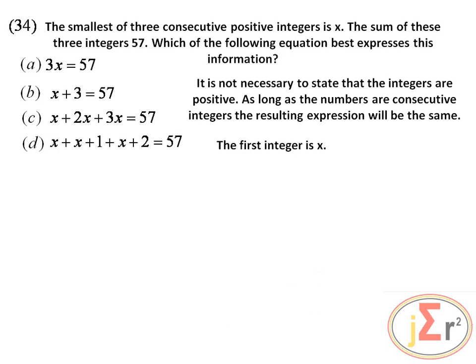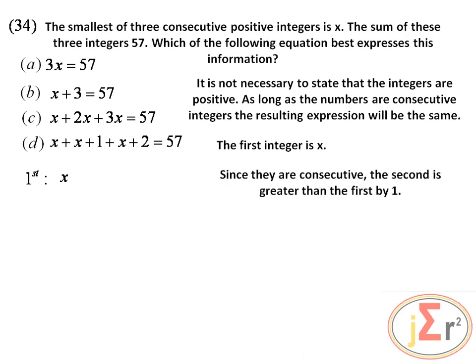The first integer is x. So first, x. Since they are consecutive integers, they are like 3, 4, 5, 6, 7. And if we want to take a look at them in the negative, we may say negative 5, negative 4, negative 3, negative 2, negative 1, increasing like that. Or if we want to take it in the region of 0, we may say negative 2, negative 1, 0, 1, 2, 3. Right? Just as you would have them on your number line.